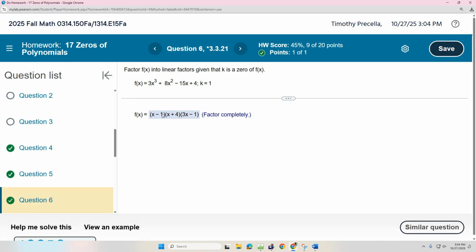Notice, if you go first term times first term times first term, you get 3x cubed. X times x times 3x is 3x cubed. That's right. And if you multiply the last terms, negative 1 times 4 times negative 1, you get the last number, positive 4. Okay? Right. Now, before we go on, switch back.